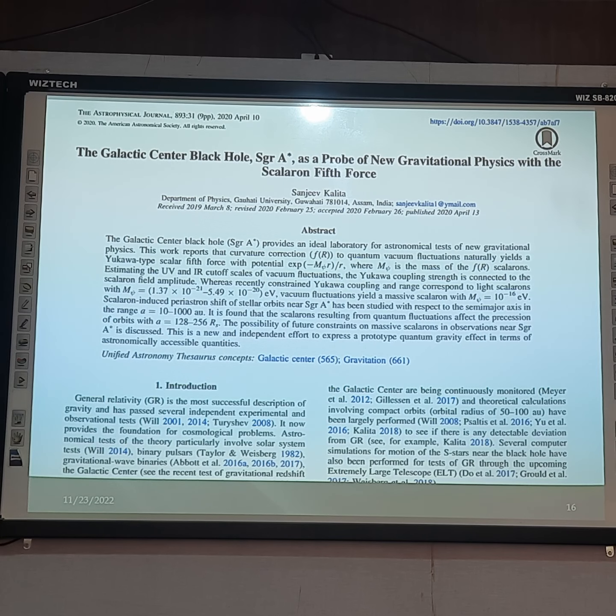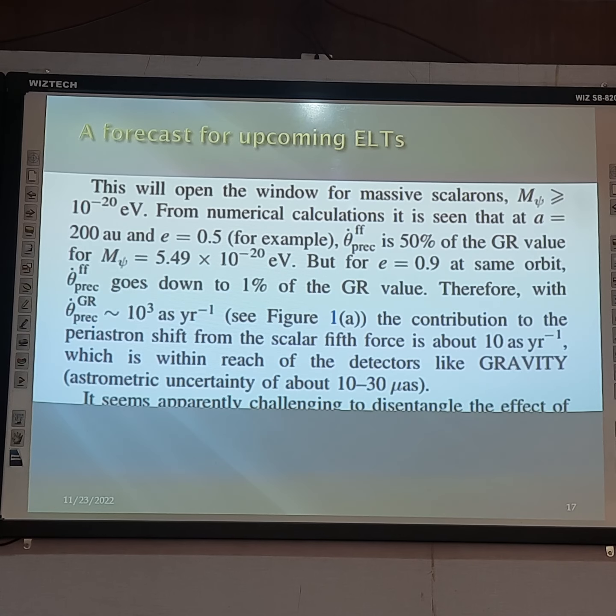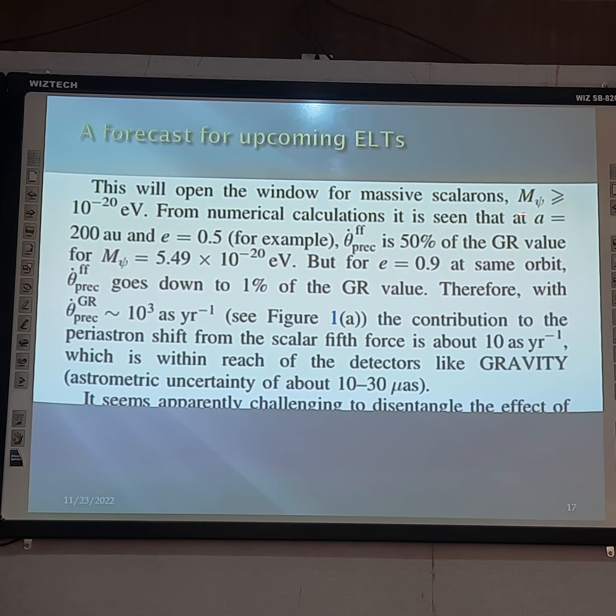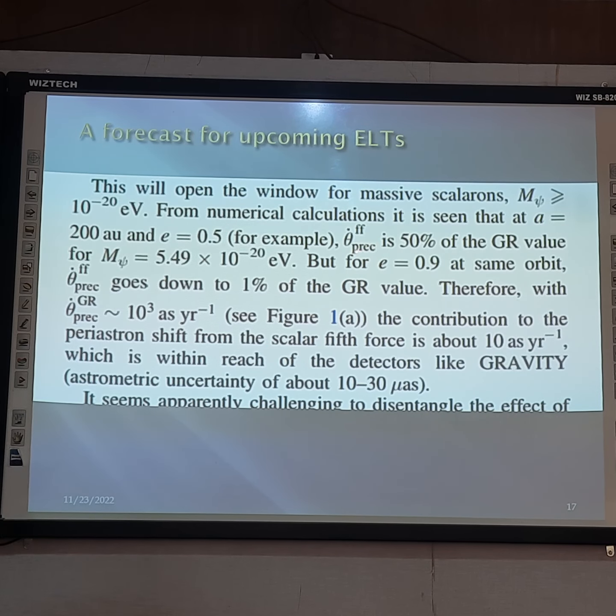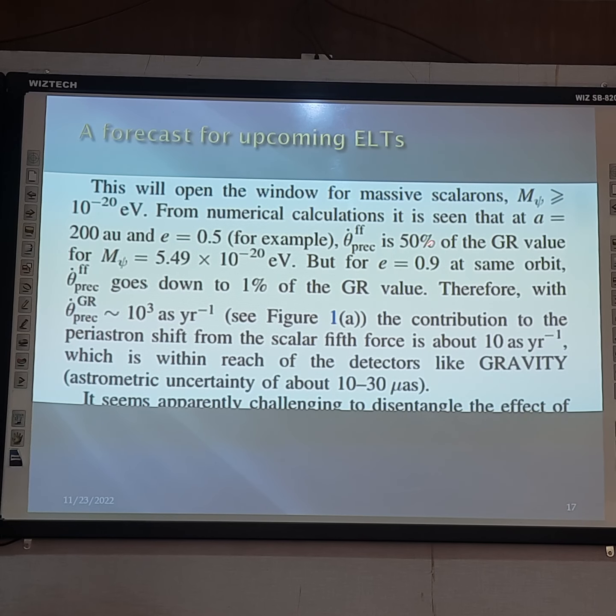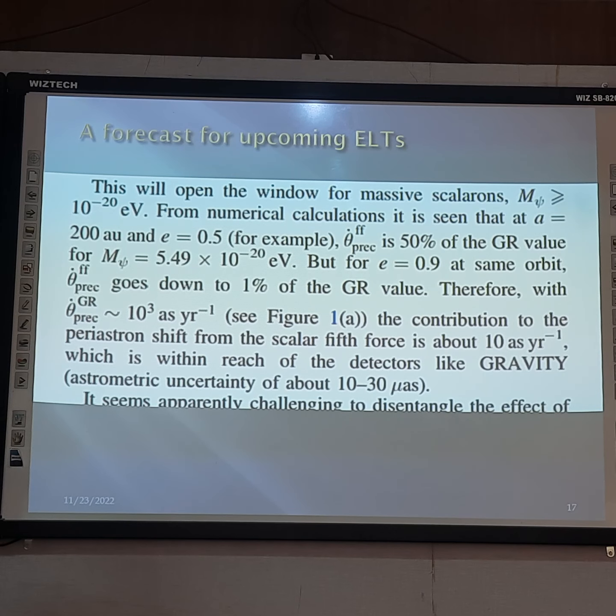This is the paper that I was talking about, scalaron fifth force, that was in ApJ. One of the results is a focused object paper. If we see the conclusion of my paper, this is a new window for massive scalarons greater than 10 to the power minus 20 electron volt. And from the calculation, it is seen that if we concentrate on a semi-major axis of 100 AU and eccentricity 0.5, for example, then the pericenter shift in f(R) gravity is something like 50% of the GR.